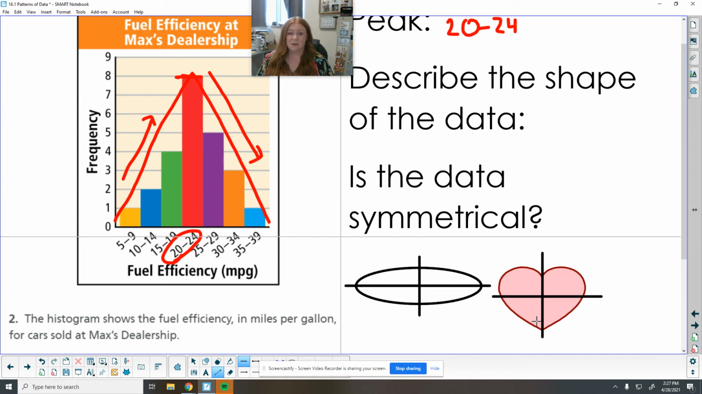This only has one. So if we look at this graph here and cut it down the middle, would it fold on top of itself? I notice here this line and this line are not the same. This one's a little higher than this one. These two are symmetrical. The red would fold on top of each other, but the rest of these colors are not folding perfectly onto each other.